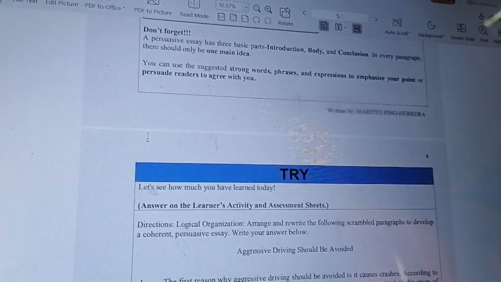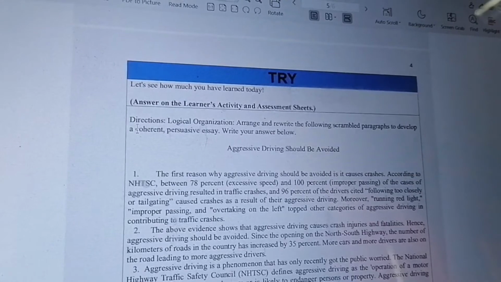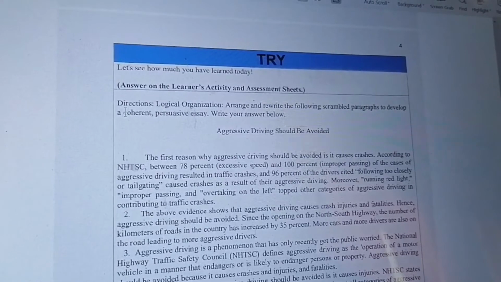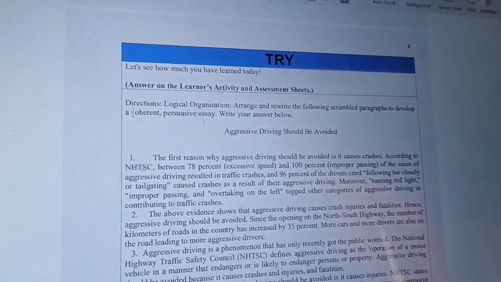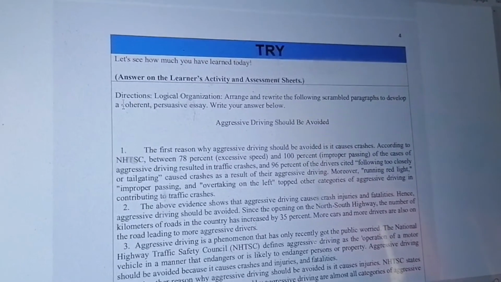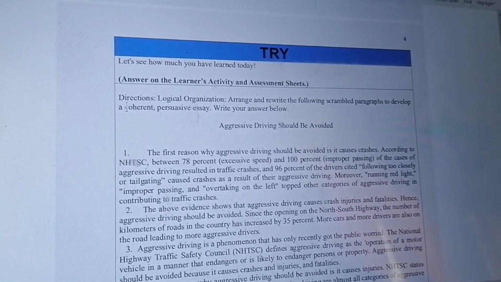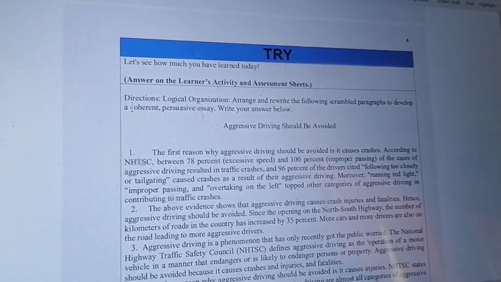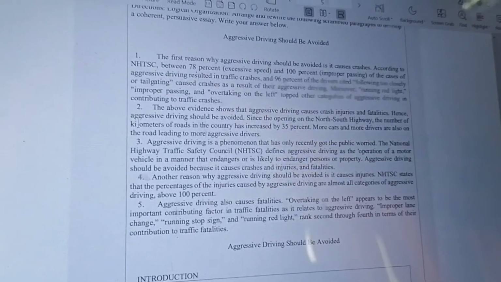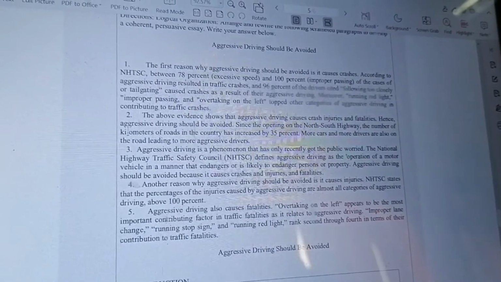Okay, so another, last but not the least, is the let's try. So answer on your yellow pad. Let's see how much you have learned. So directions, logical organization: arrange and rewrite the following scrambled paragraphs to develop a coherent persuasive essay. Write your answers below. So what you are going to do here is to arrange logically these 5 paragraphs.